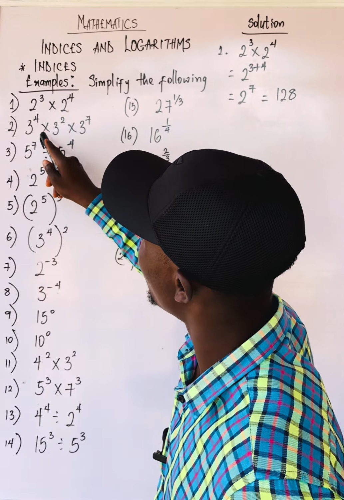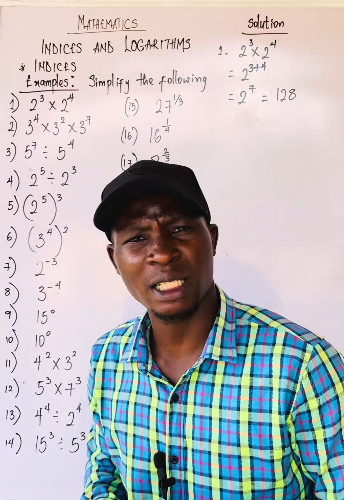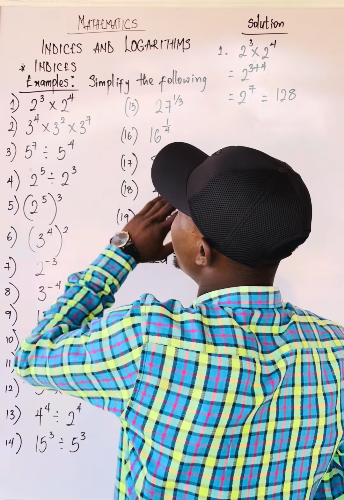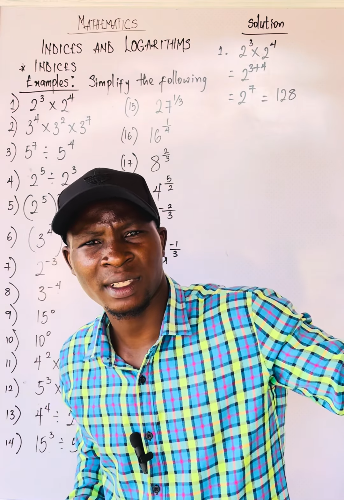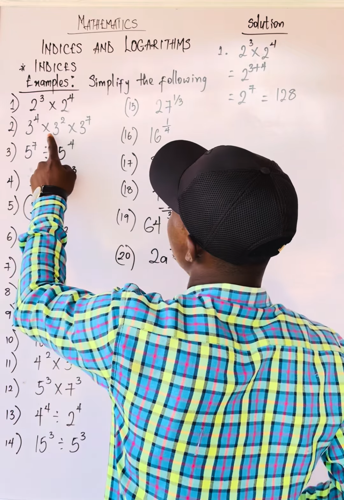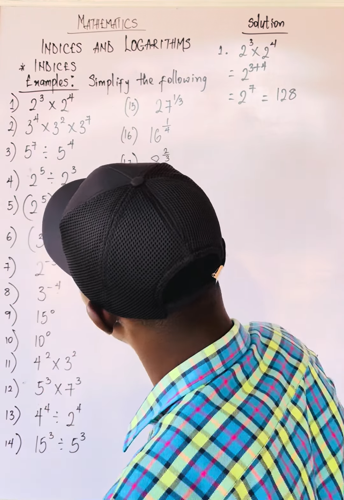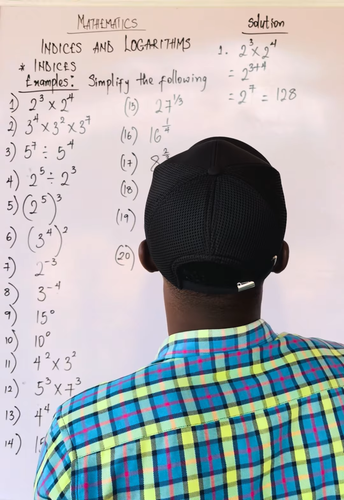3 to the power of 4 multiplied by 3 to the power of 2 multiplied by 3 to the power of 7. You know it's very, very simple now. Everything has a common base. You pick one base, and since this is multiplication, you add the powers. So I'll help you and solve number 2 with my mouth like that. Now going to question 3.